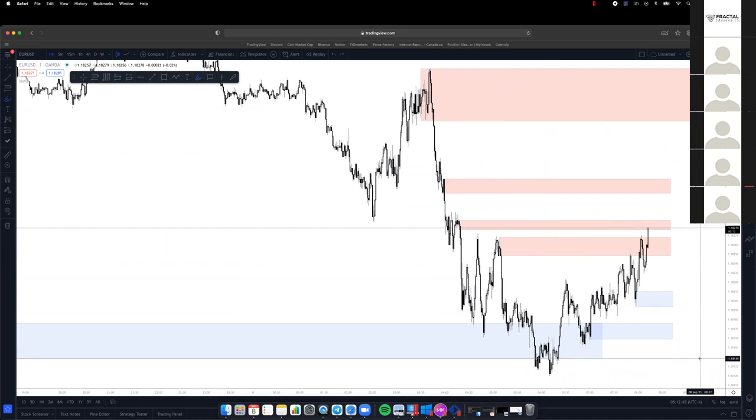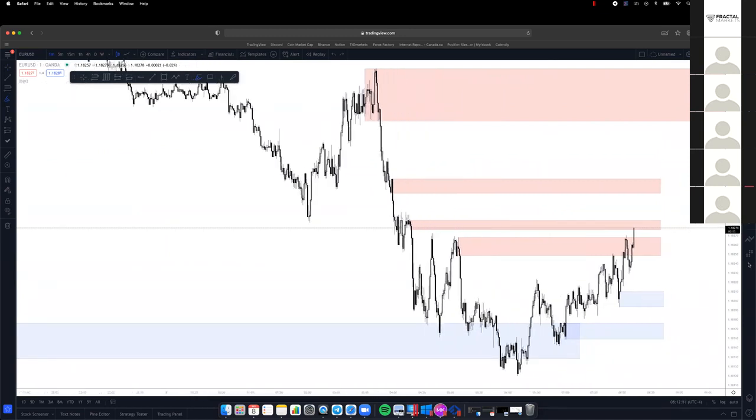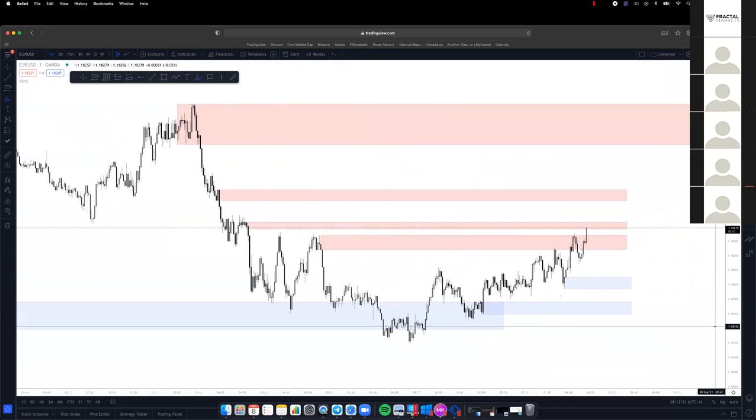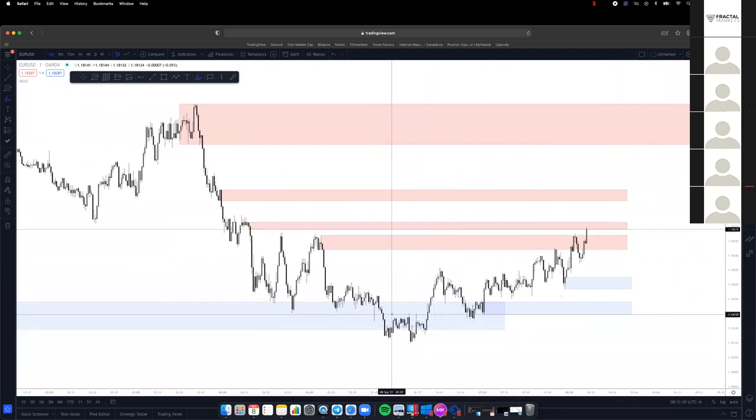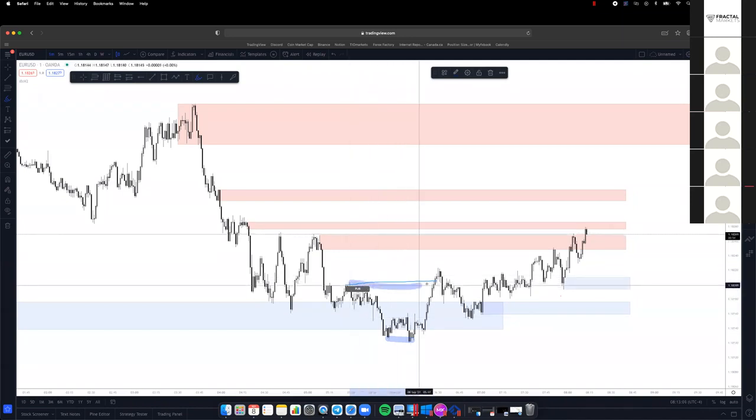Can you please explain about the ideal change of character? I will as soon as it happens. That's the whole idea of this. I'm not going to give you a bunch of examples that don't really exist right now. But ultimately, the change of character for this one was, okay, we swept liquidity. Yeah, we changed the character there.